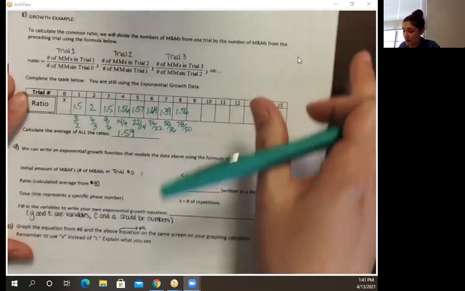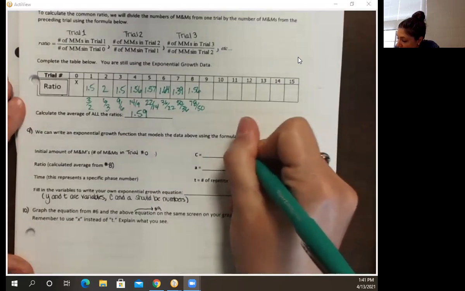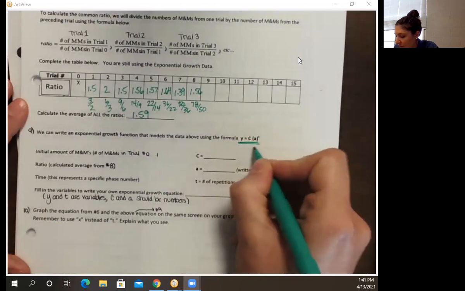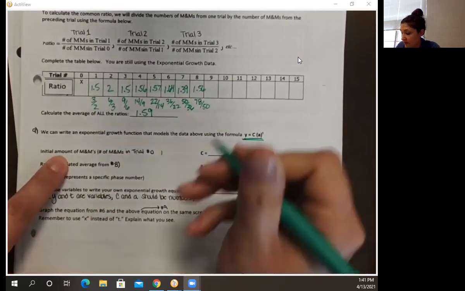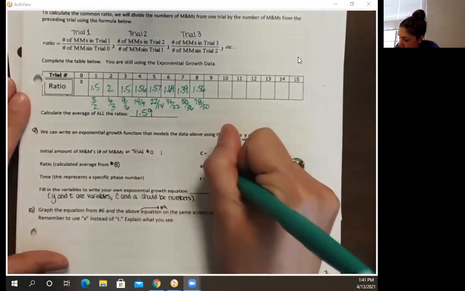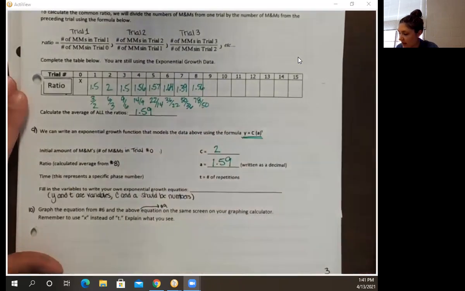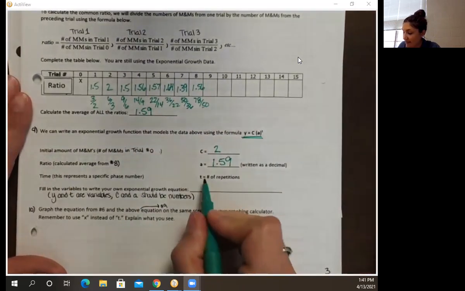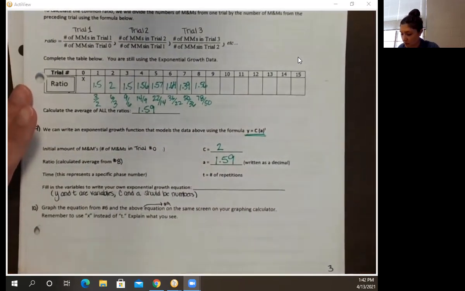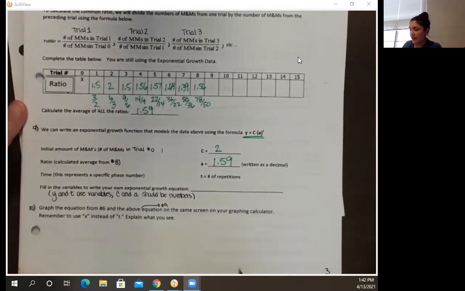So what I want you to do now is, again, write a function for this, but this time using this other option for our formula. C is still the initial amount of M&Ms that we started with, so that's still 2. But this time A is that common ratio we found, 1.59. Okay, and then T we're still going to leave as a variable because it represents the number of repetitions that our experiment would continue. So take a minute and write your function here for number 9.